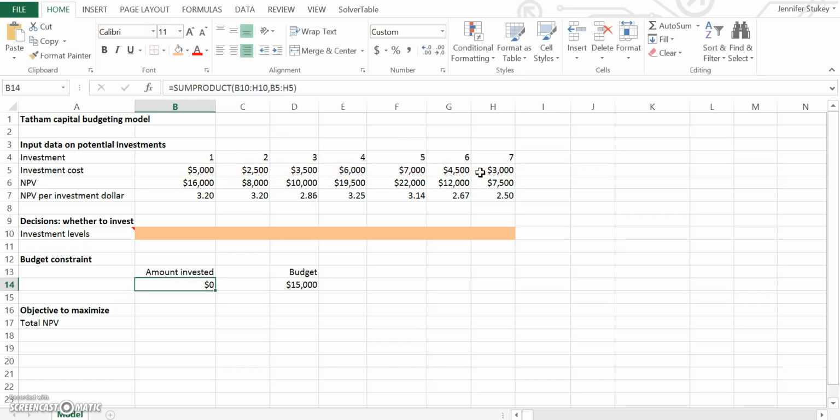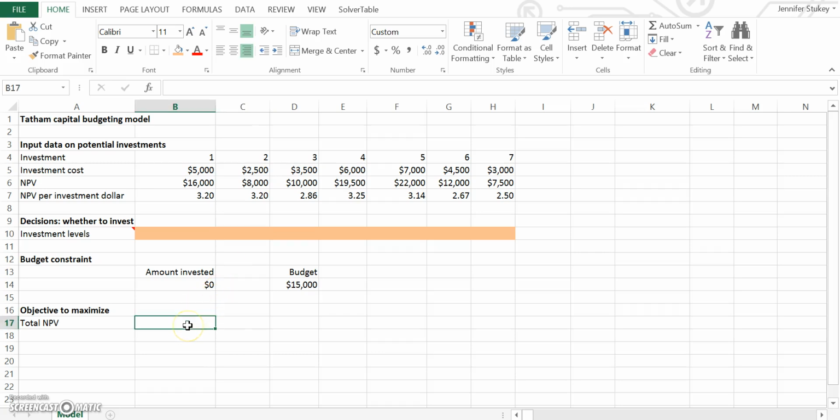Well, it works because if an investment level is 0, say investment 1 is 0, and you multiply that by 5,000, that is a net cost of 0. If we do investment 2, then that's going to be a 1. You multiply 1 times $2,500, and that is going to be $2,500. So what the SUMPRODUCT does with binary is the zeros basically end up as zeros, and the ones are then added together. So I hope that makes sense.